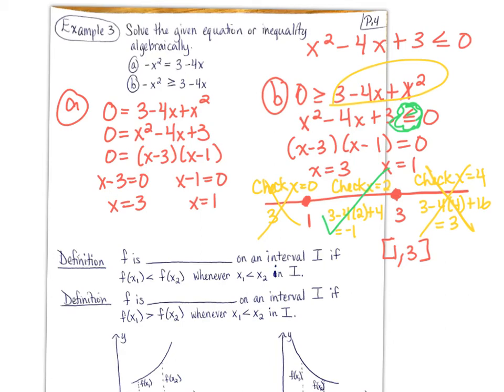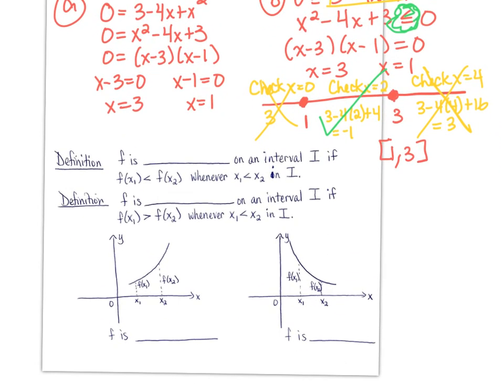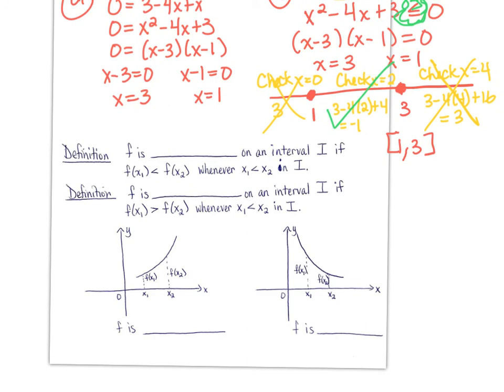Okay, all right. So another concept that we're going to talk about is that of an increasing and decreasing function. So f is increasing on an interval I if f of x1 is less than f of x2, whenever x1 is less than x2 in I. So to put this definition into a graph, let's look at the first part. So if you're visual, pay attention.